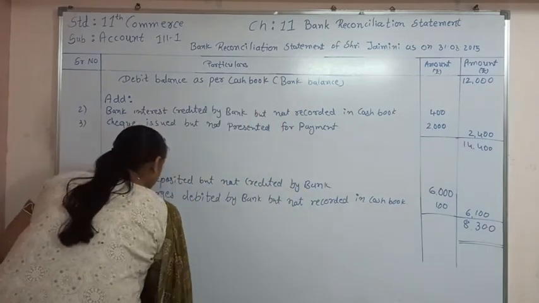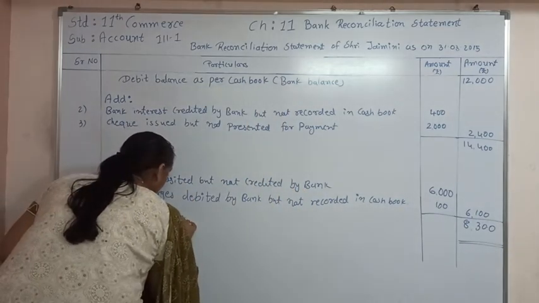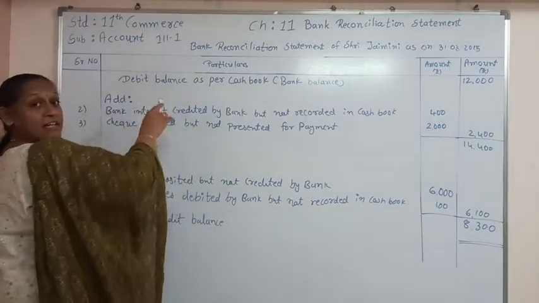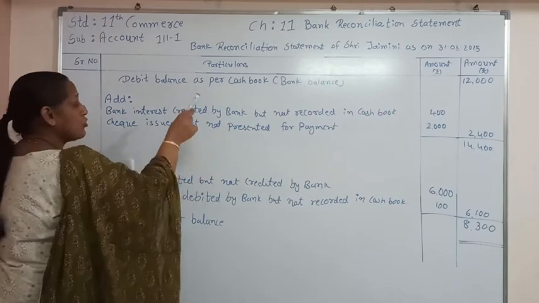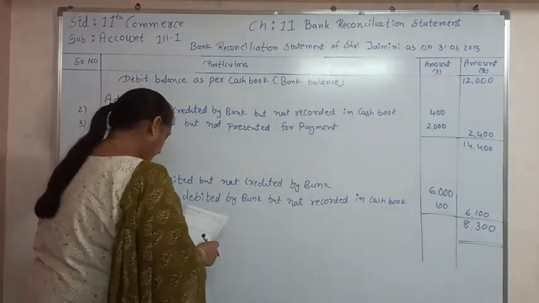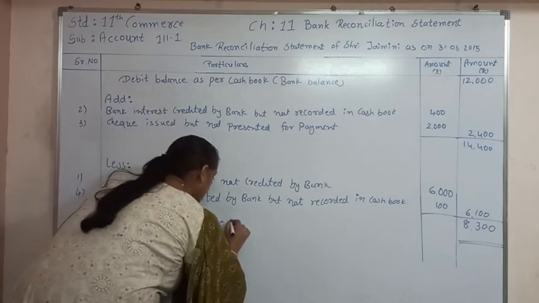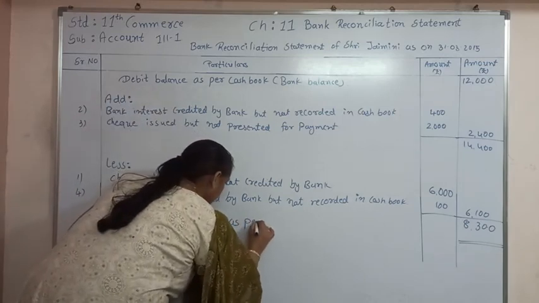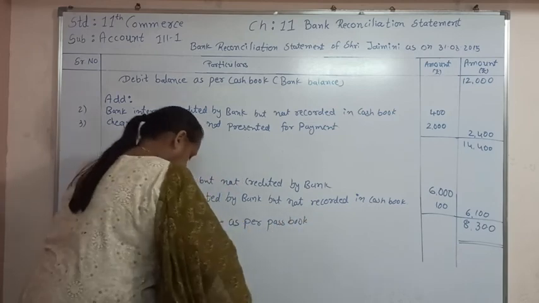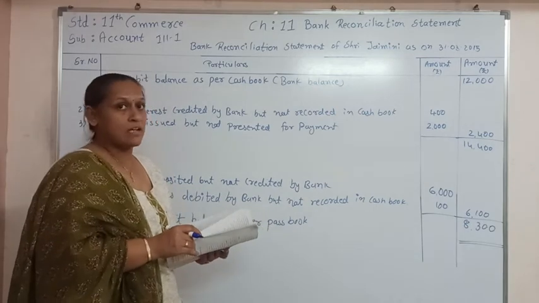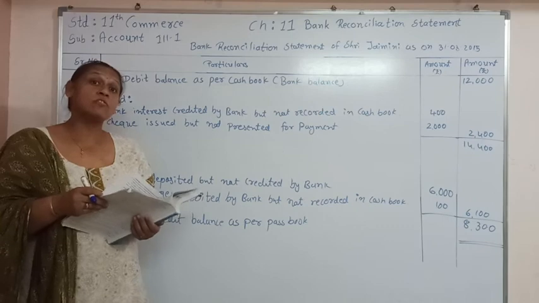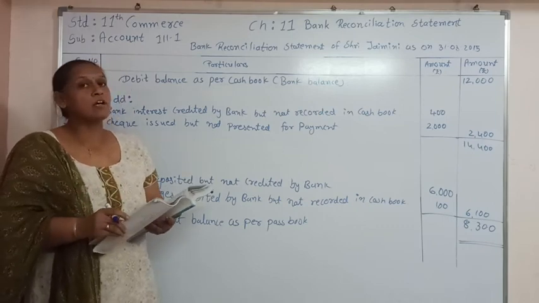Here we will write credit balance as we discussed before, that if it is the debit balance as per the cash book, that is called credit balance as per passbook. So here credit balance as per passbook, and that is the bank balance, that is called bank balance. So this is how we have to find out the balance as per cash book or passbook.